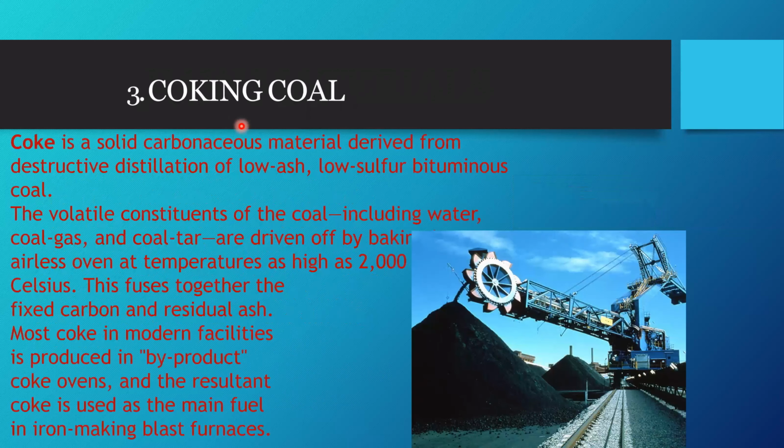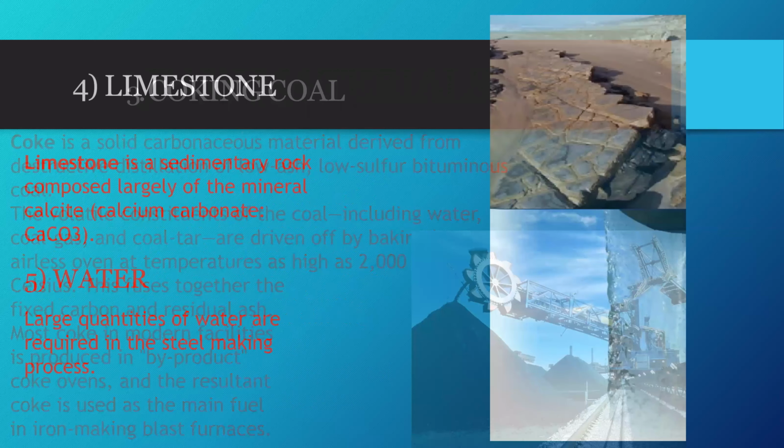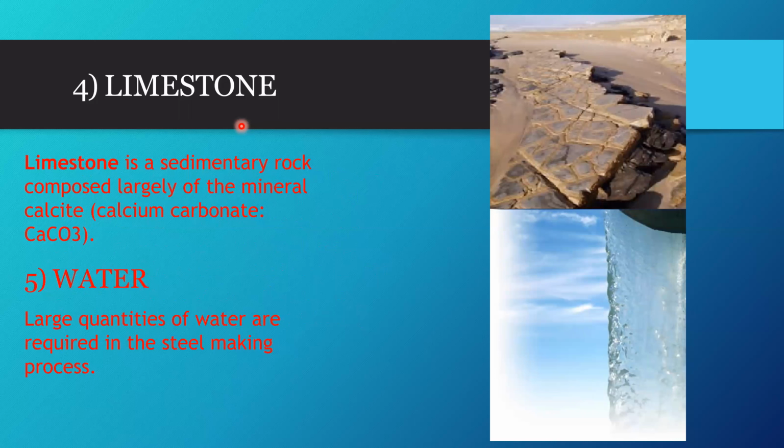The third raw material that is required is coking coal. The fourth raw material is limestone. And the fifth is water. Large quantities of water are required in the steel making process.